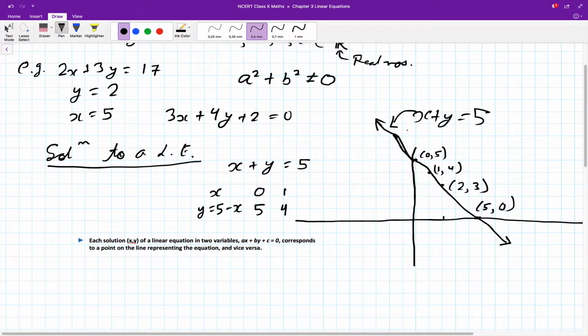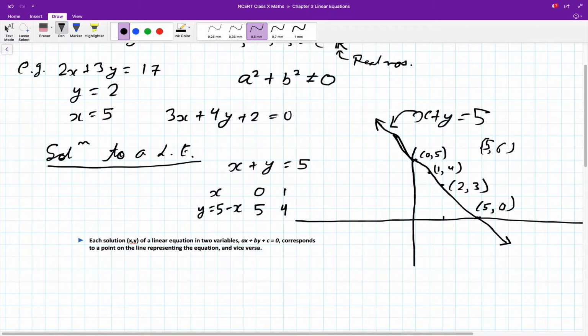For a linear equation, something like this, every solution that we will have, every pair of xy values that will satisfy this linear equation will be a point on this straight line. Saying it in other terms, each solution to this linear equation will be a point on the straight line. Any other point which lies outside of this, let's say, 5, 6, is not a solution.